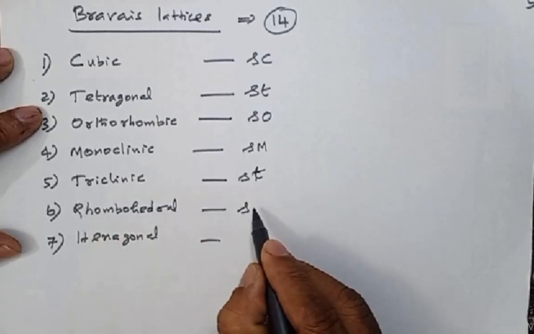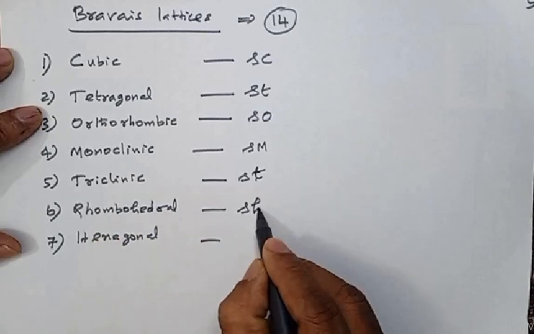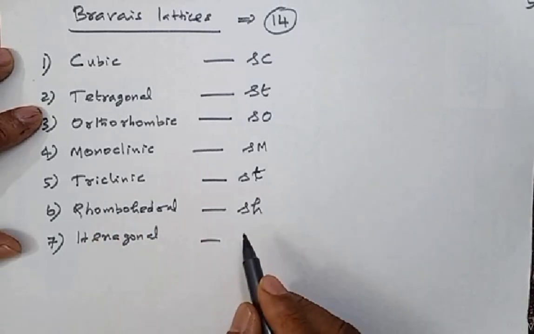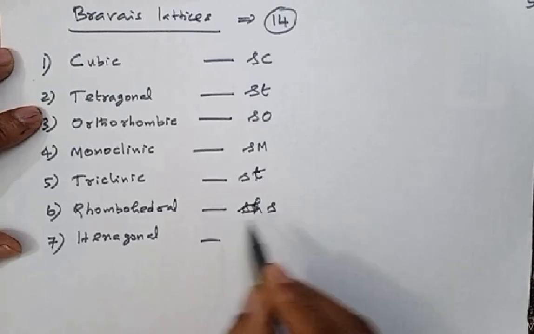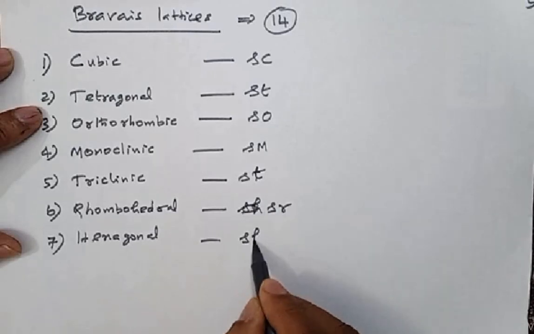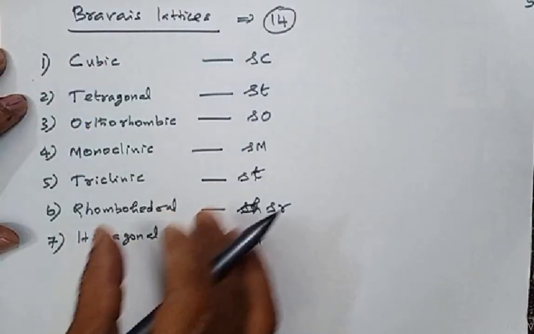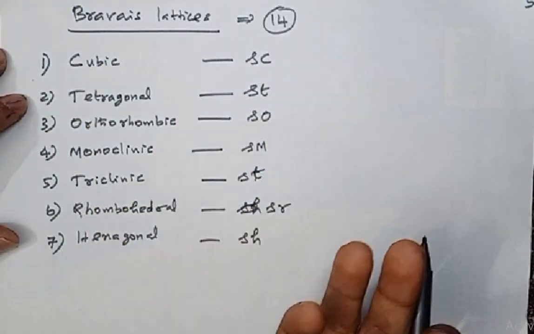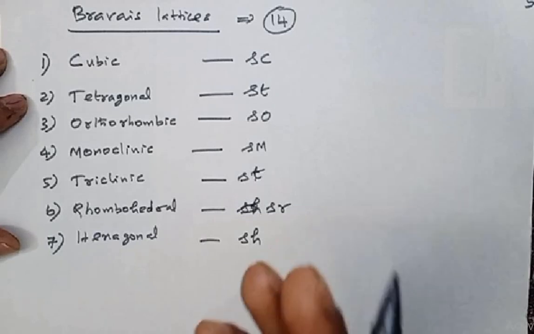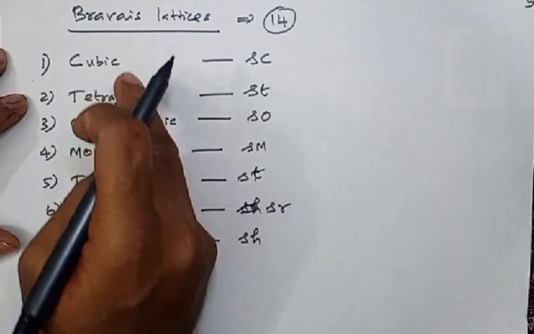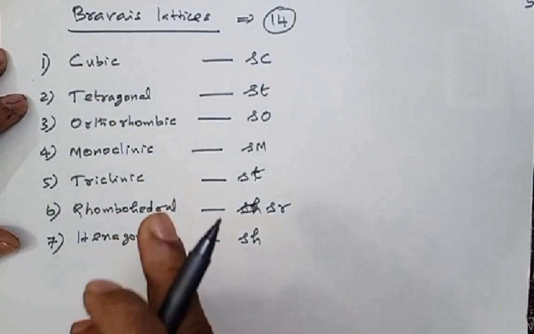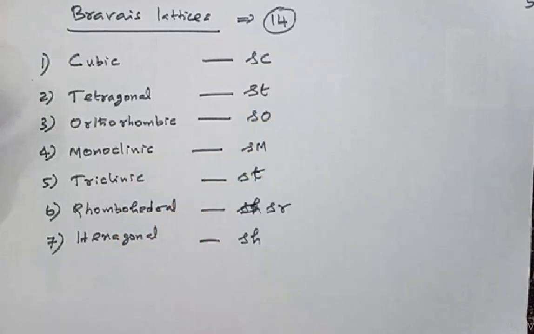Then simple hexagonal unit cell. Simple hexagonal, I'll put SH. Then we have simple rhombohedral, then simple hexagonal. Okay, in all the 7 types, simple unit cell already exists, we know. What we don't know is that in each of these 7 types, how many non-primitive unit cells exist?